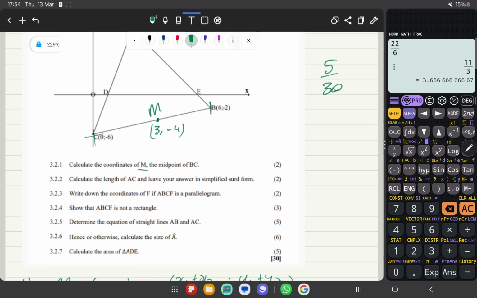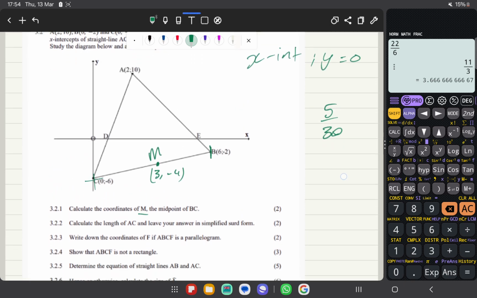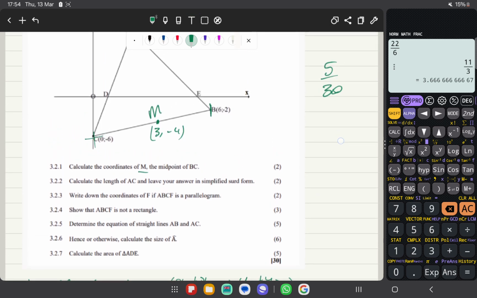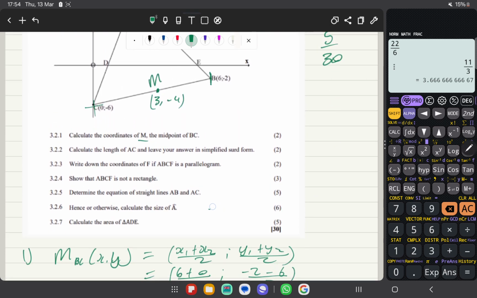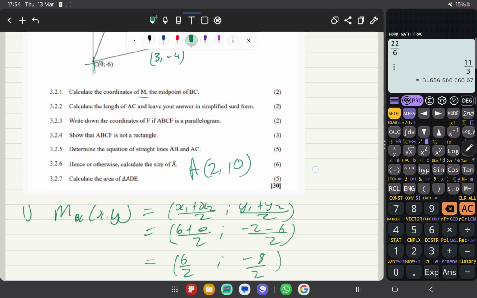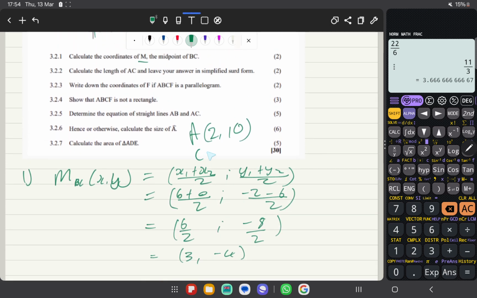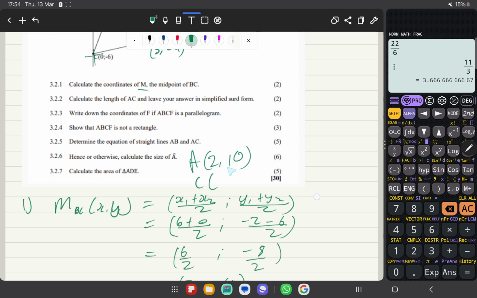This is M. Next question, calculate the length of AC, and leave your answer in its simplest surd form. I'm just going to write the coordinates here. For A, that's 2 and 10. These are the coordinates of A. And for C, that is 0 and minus 6.